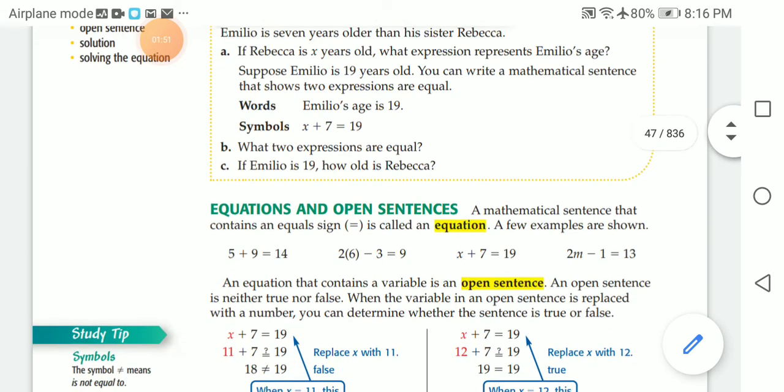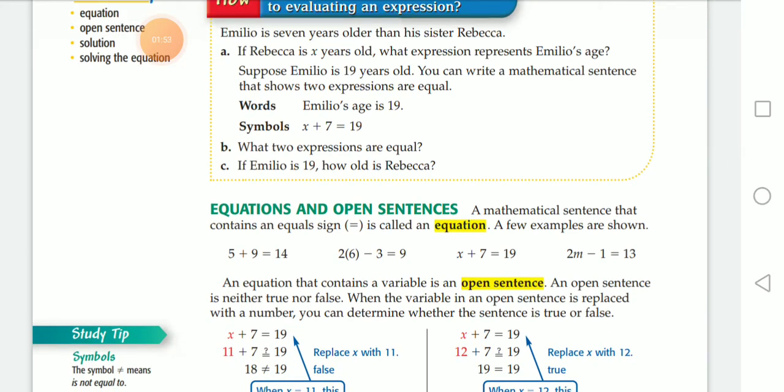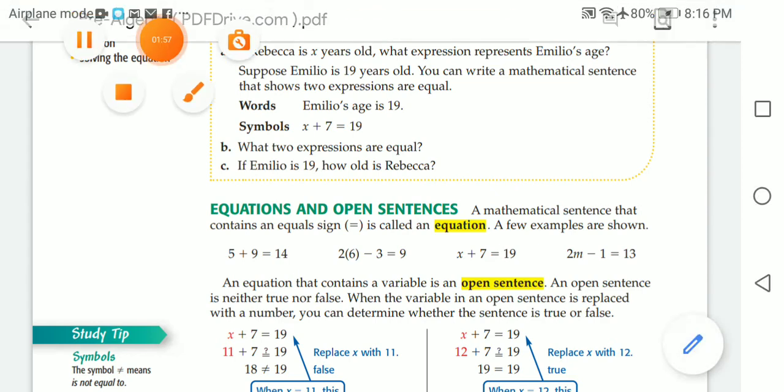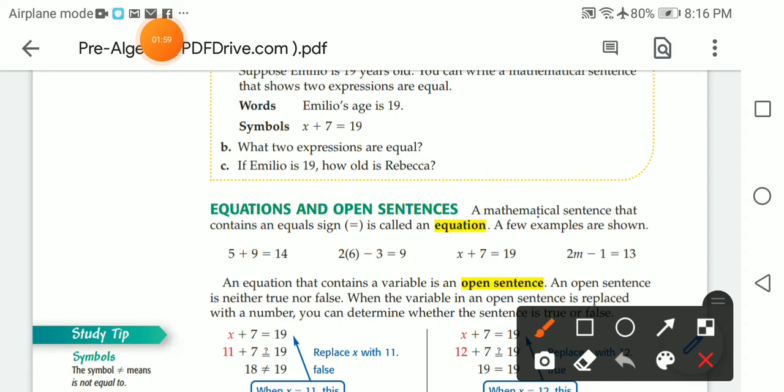Okay, equations and open sentence here. A mathematical sentence that contains an equal sign is called an equation. So the mathematical sentence that has an equal sign is called an equation. A few examples are shown here: 5 plus 9 equals 14, and so on. This is an equation, okay? It contains here what? An equal sign.